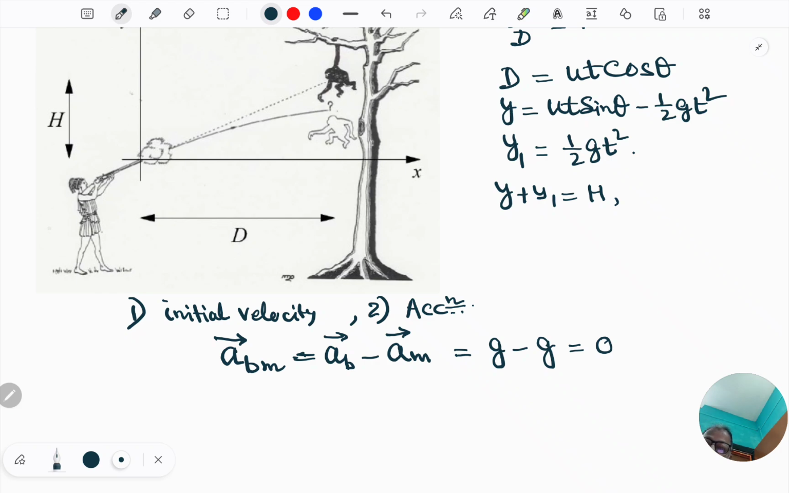Our key point was that we took the monkey as our reference frame. He observes that the bullet starts moving towards him and it has no acceleration. So the bullet continues to move towards him in his frame and ultimately hits him. This is the importance of the reference frame.